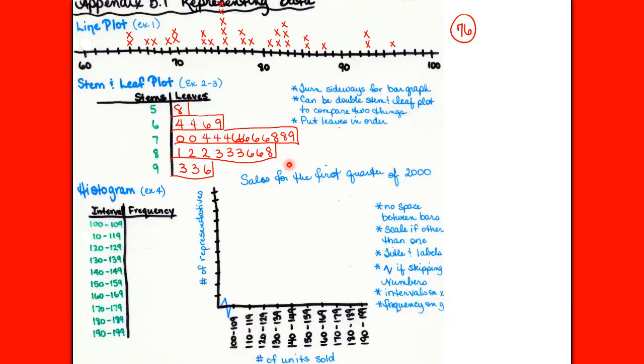We also can use a stem and leaf plot to compare two different sets of information. We call it a double stem and leaf plot. And that's what they give us over on page A16 in example number 2. Example 2 says, use a stem and leaf plot to compare the test scores given on page A15 with the following test scores to see which set of test scores is better.